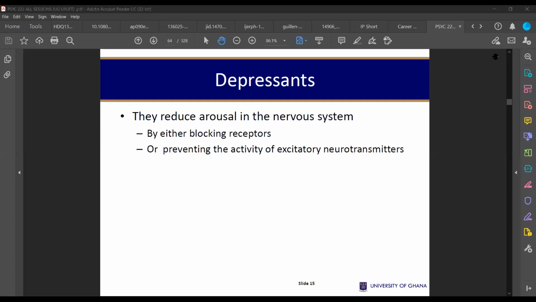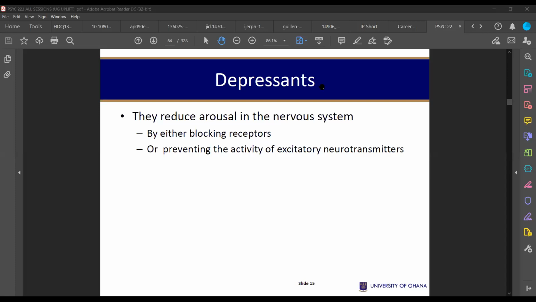So that's one thing I need to clarify. It seems some students are kind of confused when you say something is a depressant. What I've projected shows that a depressant decreases the arousal of the nervous system, the arousal of the brain. So it means that when someone takes alcohol, it is decreasing the performance of some portions of the brain.